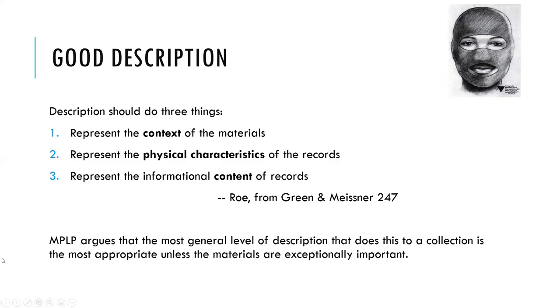So MPLP, or more product, less process, would argue that the most general level of description that does this to a collection is the most appropriate unless the materials are exceptionally important. So if you can provide this information to researchers while doing very little descriptive work, then that's good enough, unless there are some factors that compel you to dig deeper and to provide more information or more in-depth description than you would otherwise. And we'll talk about some of the factors that might lead to more involved levels of description later on in this lecture.